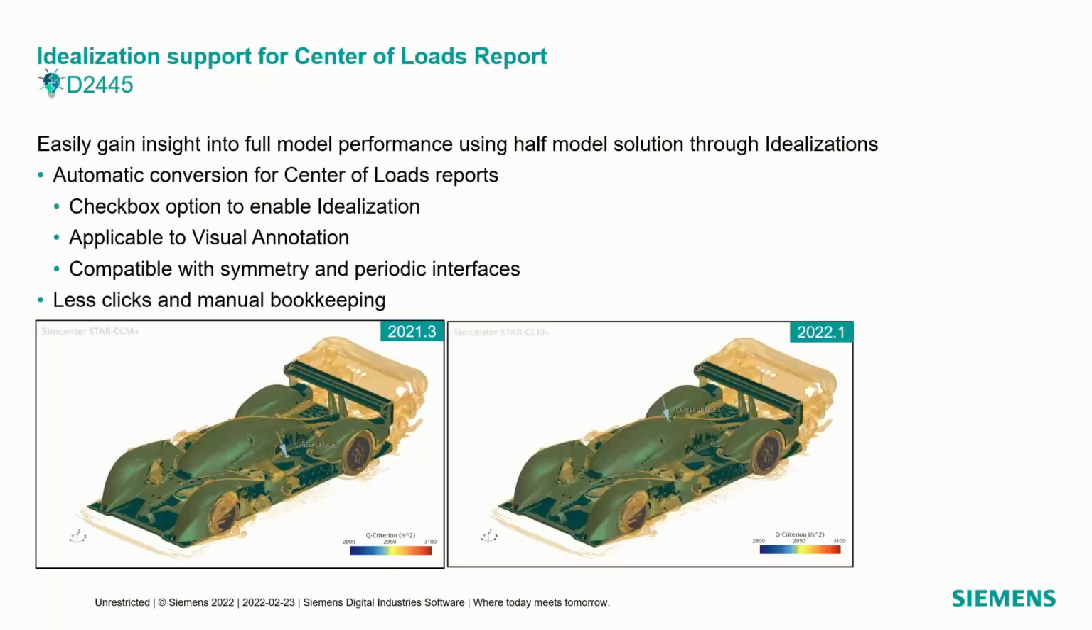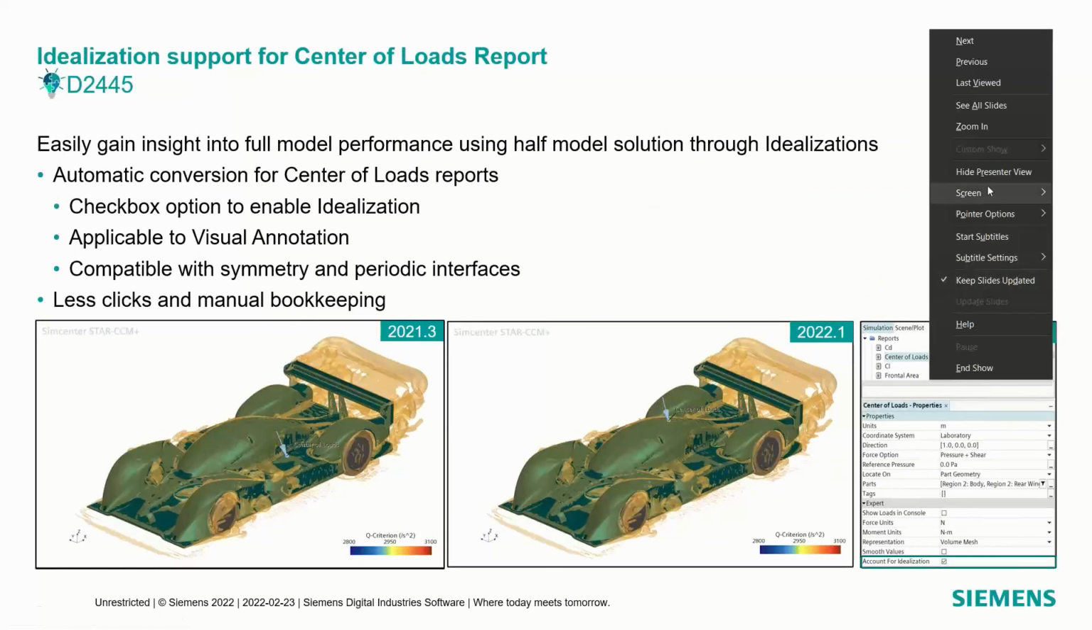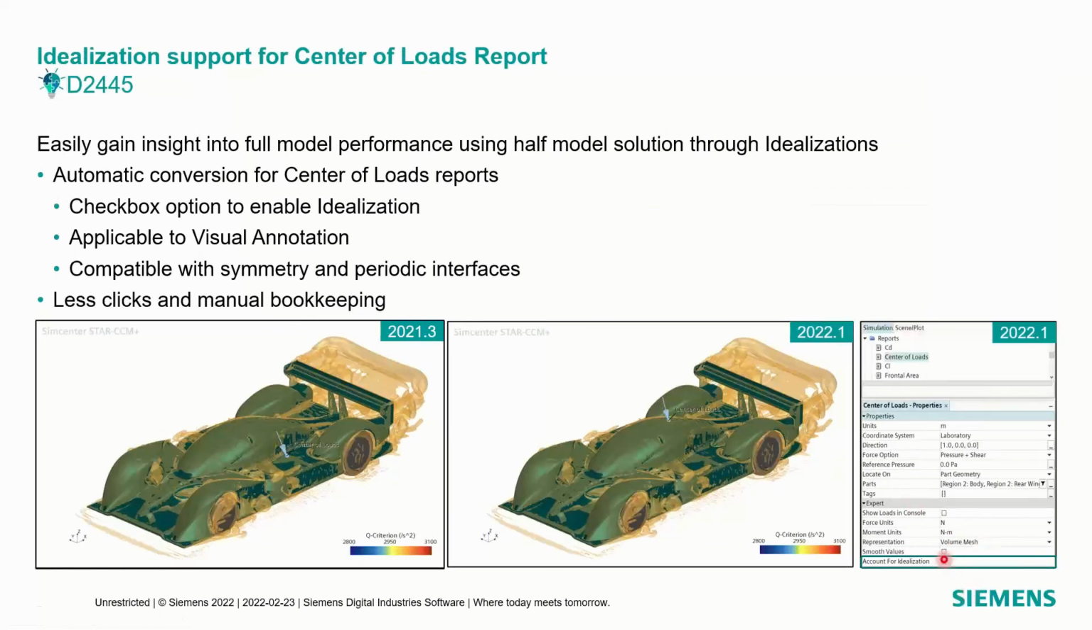So now with 22.1, you can see the center of loads report is in the right spot on the car where you would expect. And there's a checkbox down here. Where is it? Oh yeah, account for idealization. This will tell 22.1 that, hey, I'm only running a half simulation, so take that into account when summing up the center of loads. It just makes this a much easier process for a half car or half vehicle simulation.